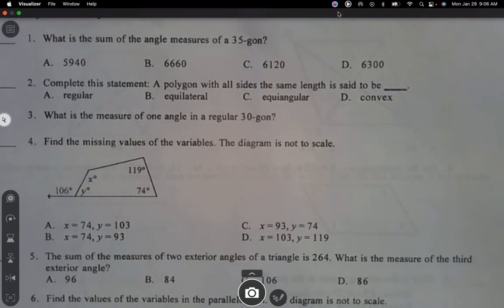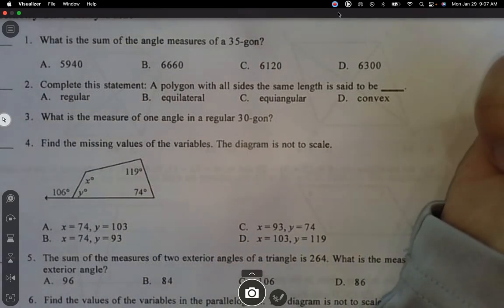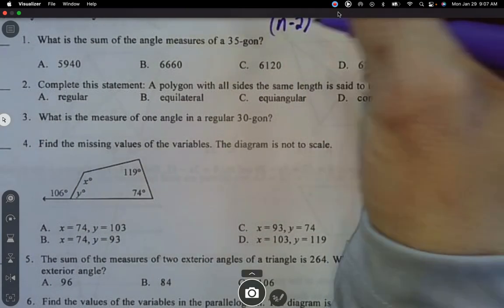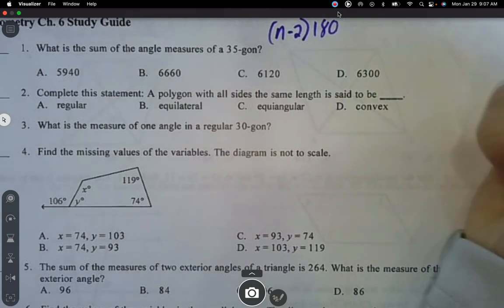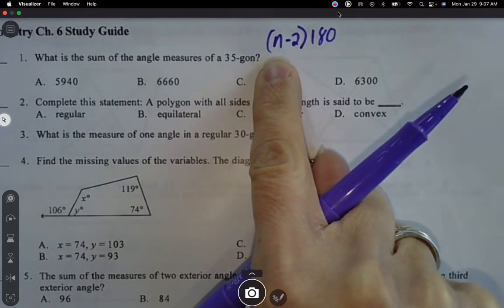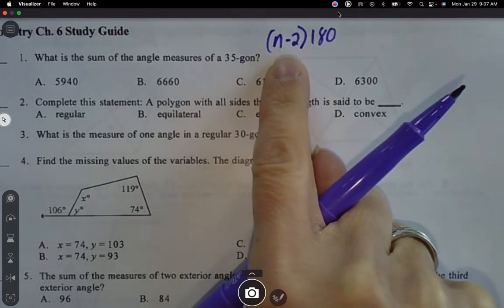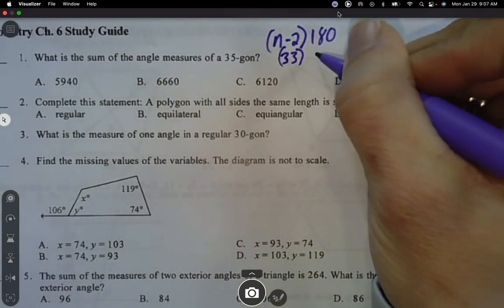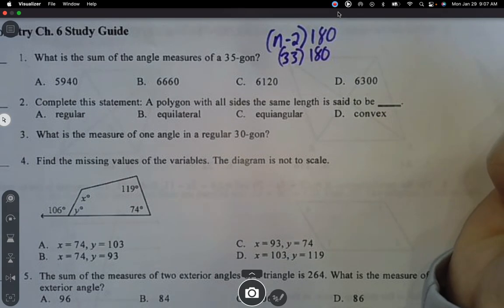And there it goes. All right, number 1, it wants me to find what all the angles in a polygon would add up to. She just used this formula, which it's been a long time since we learned that, right? What's the formula? It's n minus 2 times 180. So I'm just going to plug in 35 minus 2. So I'm going to put 33 times 180. And what's that answer?